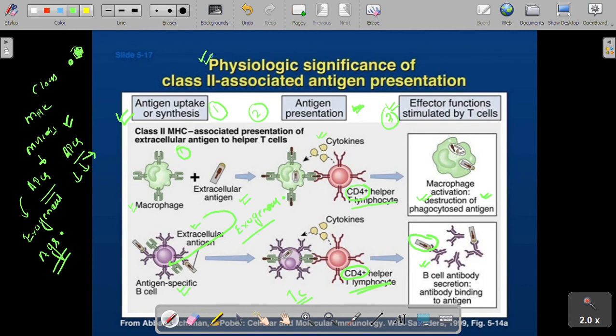So here we have seen the physiological significance of the class 2 associated antigens, where the first step is the antigen uptake or synthesis, second is the antigen presentation, and third is the effector function stimulated by the T cells. Hope that it helps. This diagram explains very simply the physiological significance of the class 2 associated antigen presentation.